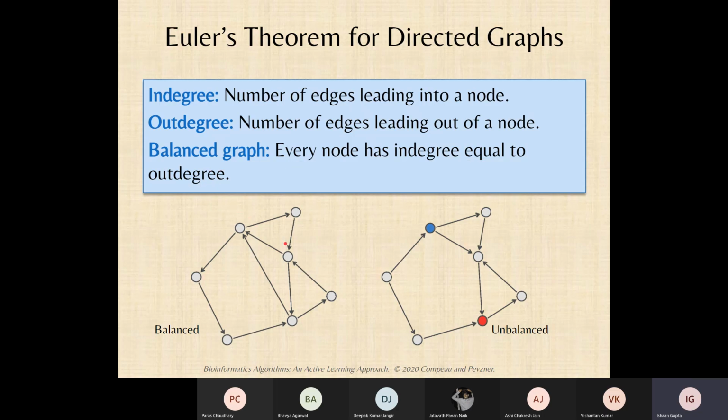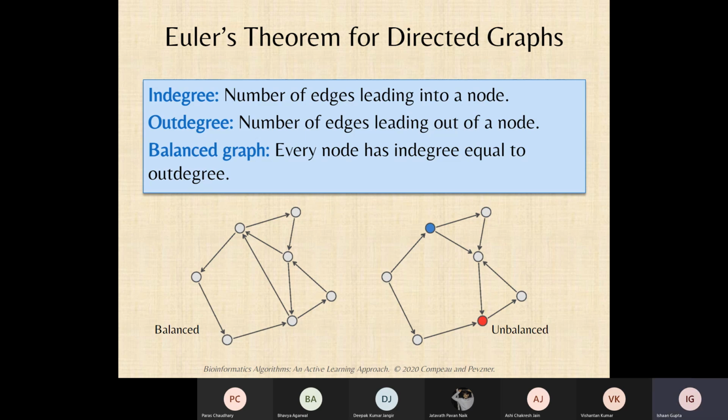All right. So for example, for this node, in degree is 1, out degree is 1. This node, in degree is 1, out degree is 1. For this node, in degree is 2, with 2 arrows coming in, and out degree is 2. So a balanced graph is where every node has equal in degree and out degree.